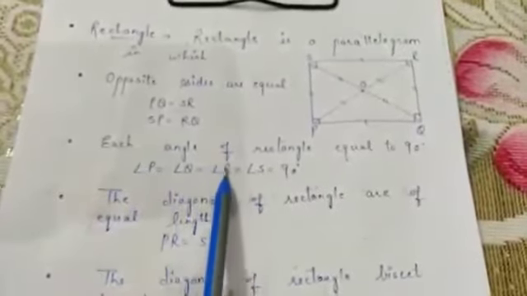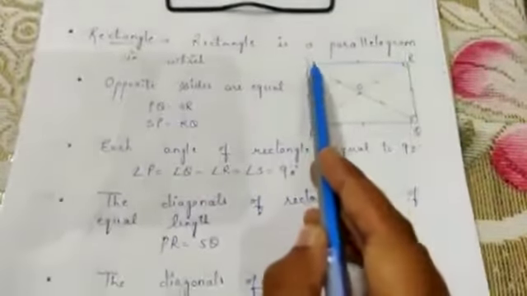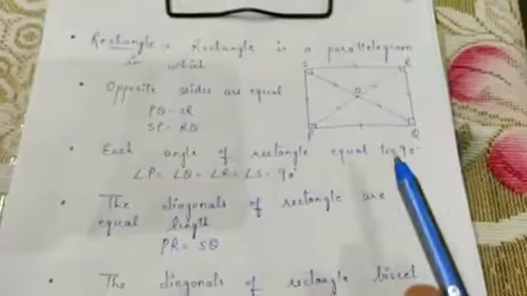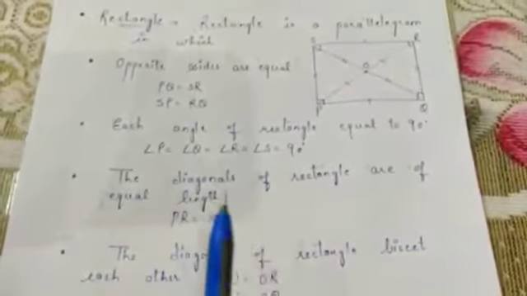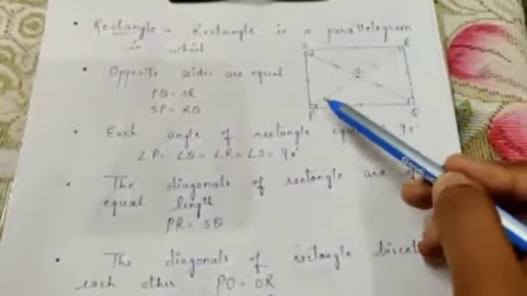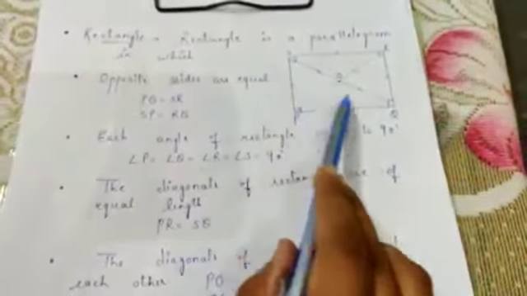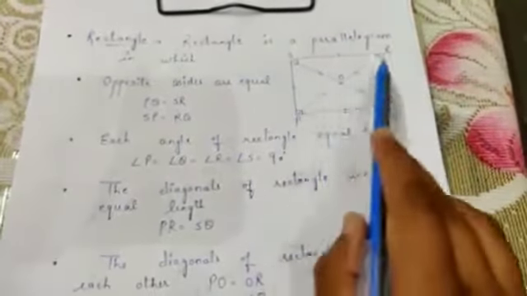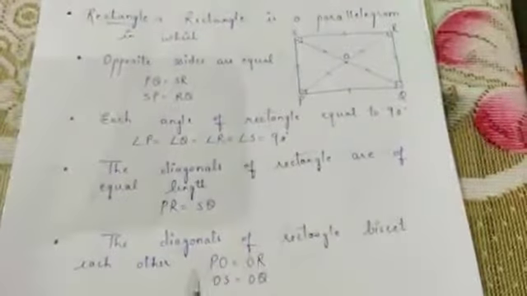Second, each angle of rectangle equals 90 degrees. See, angle P, angle Q, angle R and angle S. All the angles are 90 degrees, or we can say right angles. Third, the diagonals of a rectangle are of equal length. See, what is the meaning of diagonal? The lines joining P and R and S and Q. These two lines are known as diagonals. So these diagonals are equal in length. That is, PR equals SQ.